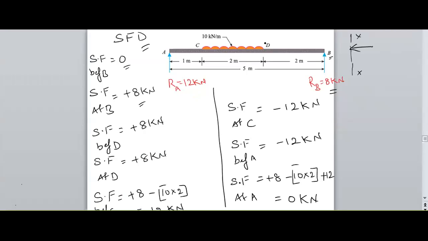Next, if I consider the second point D, there is no point load at D. Therefore, directly I can take it as at D. No need of considering before D. We will get the same values. And next, shear force before C.